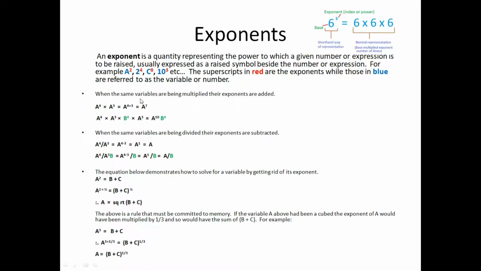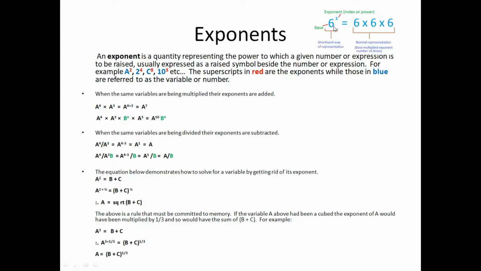When the same variables are being multiplied, the exponents are added. So if you have a and a or b and b, look at this. A to the 4th times a to the 3rd is equal to a to the 4th plus 3, equal to a to the 7th. And why is this so?